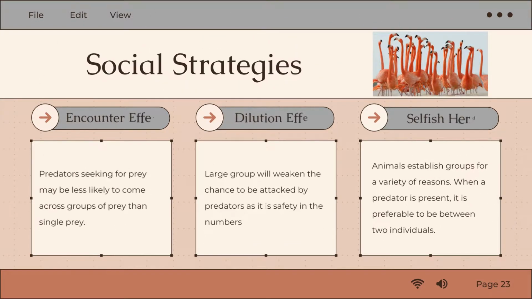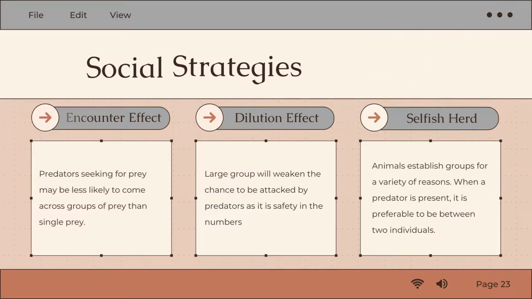Meanwhile, for the social strategies, the encounter effect, in which predators seeking prey may be less likely to come across groups of prey than single prey. For the dilution effect, a large group will weaken the chance to be attacked by predators as there is safety in the numbers. And the selfish herd, animals establish groups for a variety of reasons. When a predator is present, it is preferable to be between two individuals.